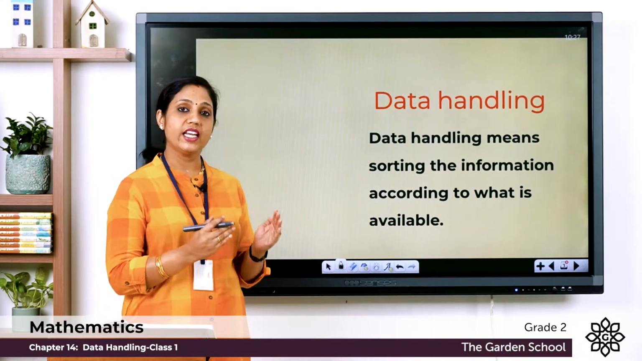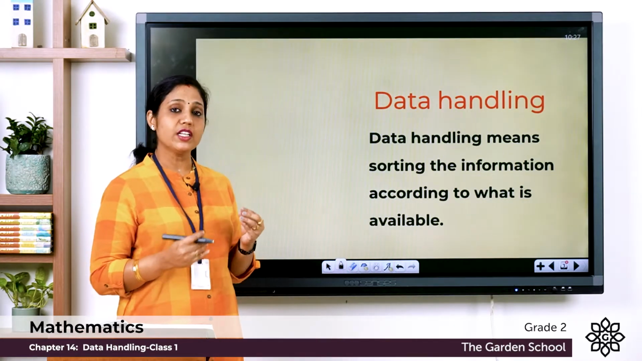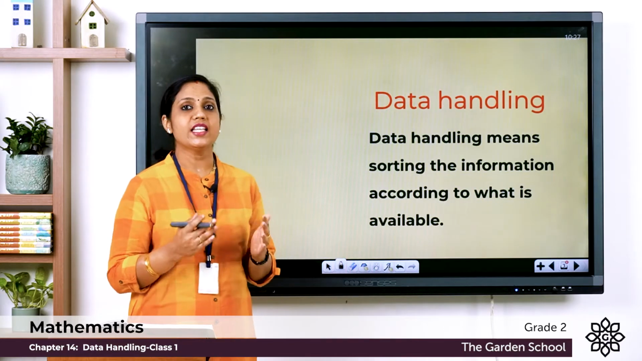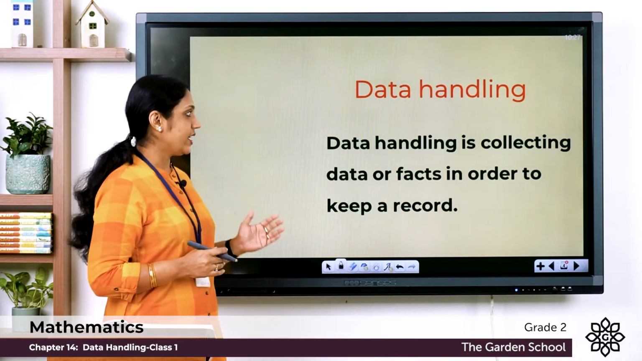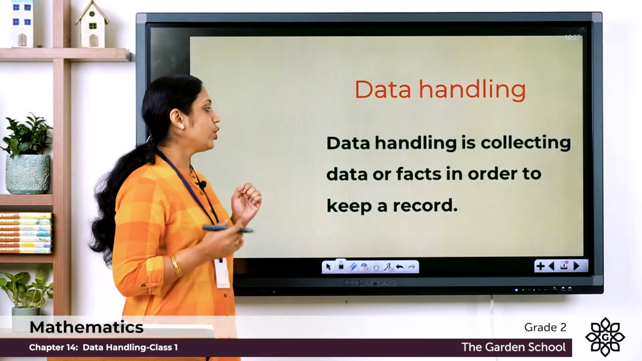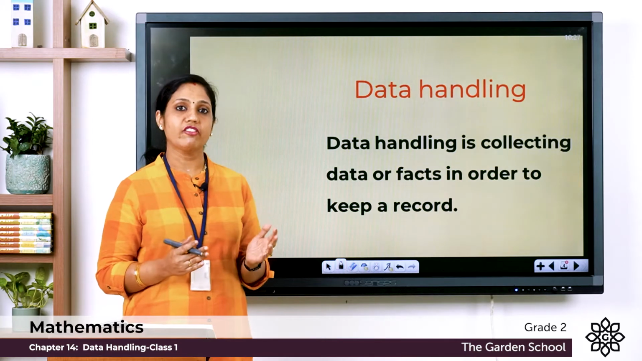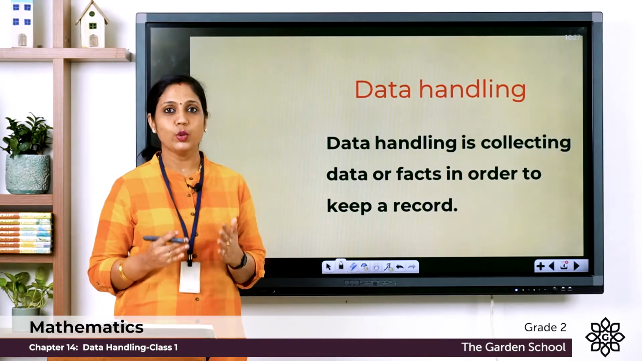So we learned data means information. And what is data handling? Data handling means to sort the information that is available to us. Or we can also say data handling is collecting data or facts in order to keep a record. It will be more clear to you with examples.